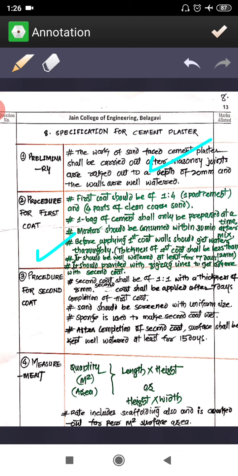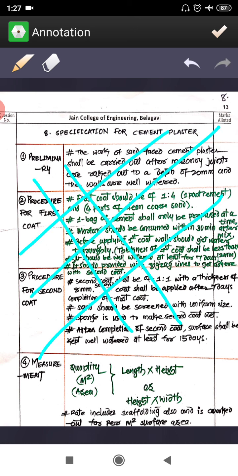before applying the first coat, the wall should get watered thoroughly. And the first coat thickness you are supposed to apply is 12 thick. It should be well watered for at least 7 days, right? And then you should provide zigzag lines to get the adhesion with the second coat. See, over the first coat, you have to draw the zigzag lines. We call it rendering, right? These kinds of renderings you are supposed to do there, so that when you apply the next layer, it should adhere to that, right?